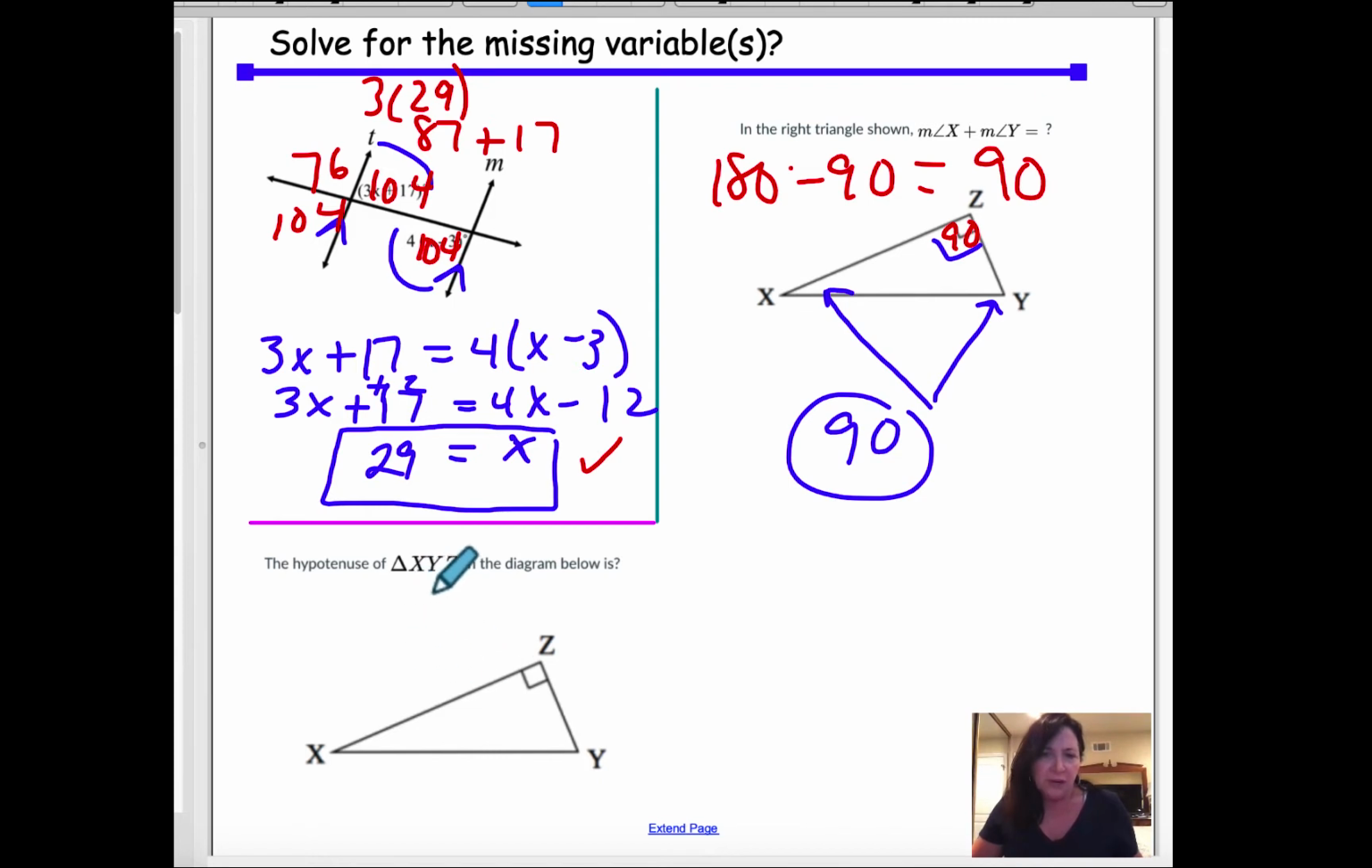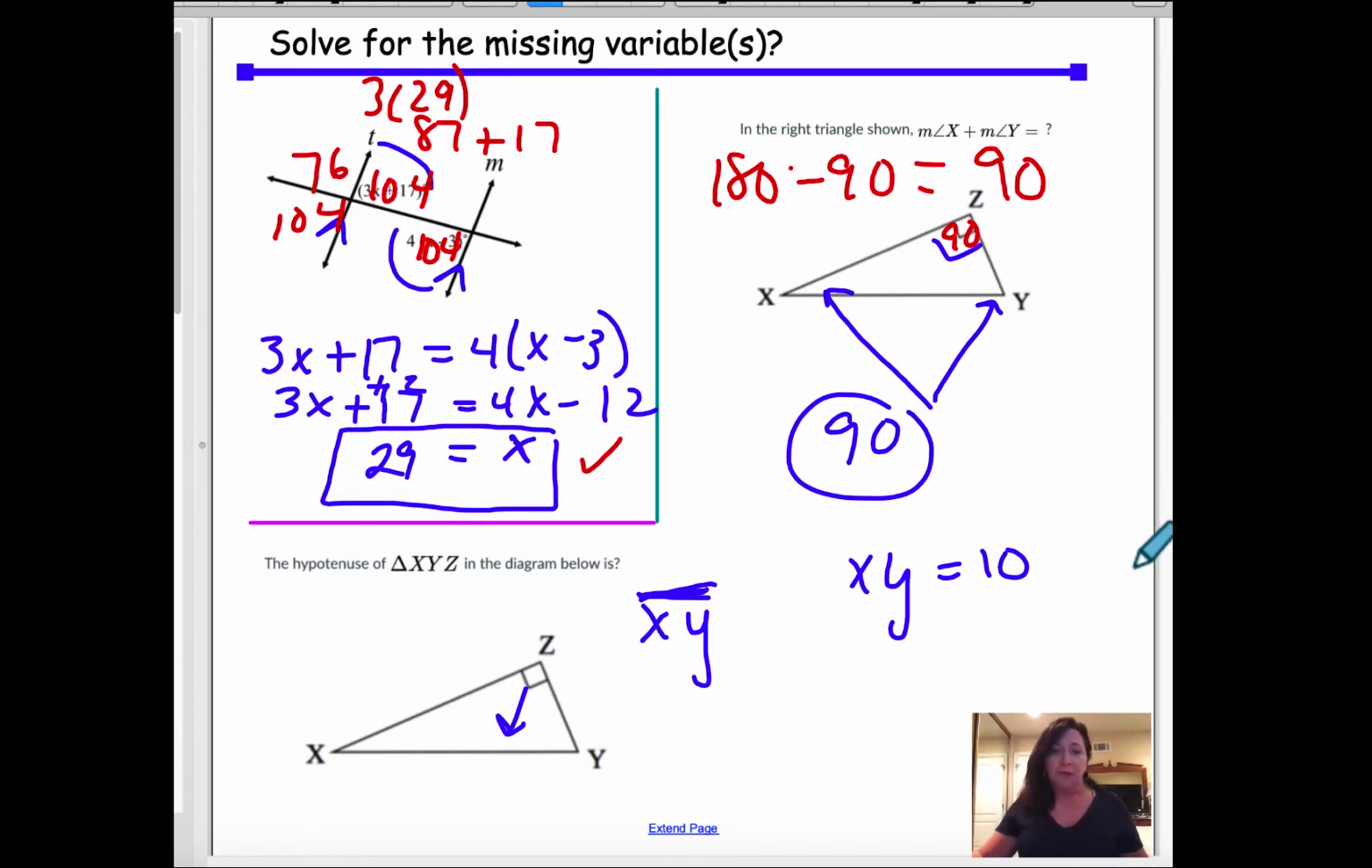For this problem, it's asking me to name the hypotenuse of this figure. The hypotenuse is always opposite the right angle. So the hypotenuse would be line segment xy. Just a note, we usually use this line segment symbol to denote a segment, or a part of a line. If I was talking about the measure, like if I wanted to say that the measurement of xy was 10 inches or centimeters or whatever, you would not put a line segment above that.